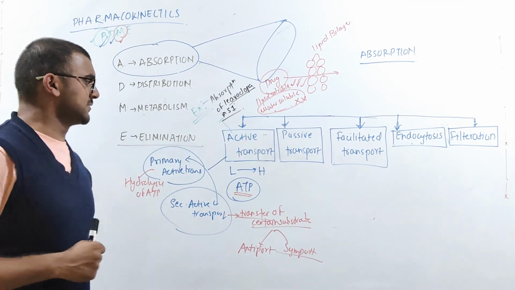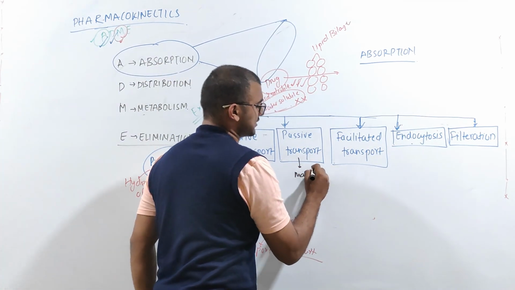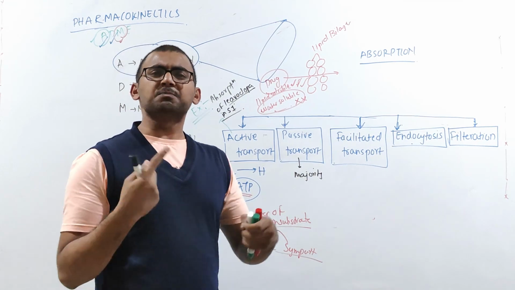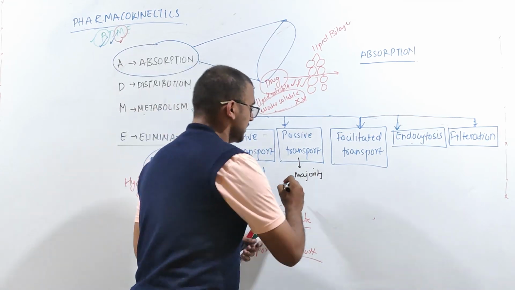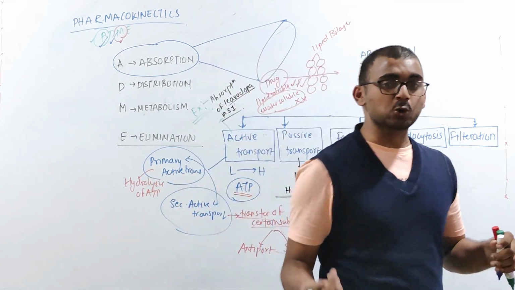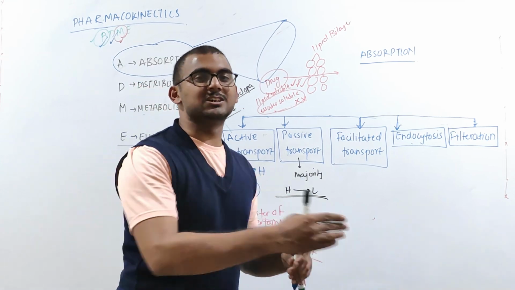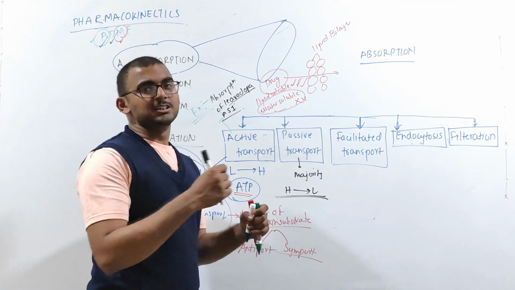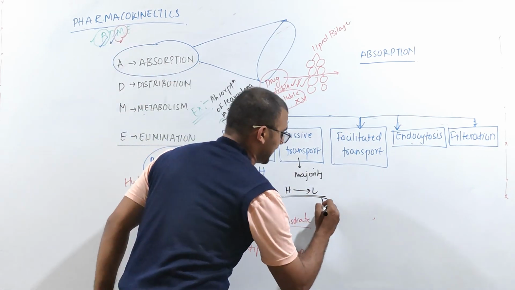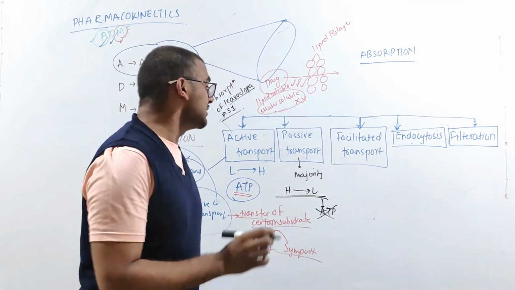Okay, now let's go to passive transport. Very common. The majority of drugs are going to get transported or absorbed in the biological system by this passive transport. So what is passive transport? Passive transport means movement from higher concentration to lower concentration. That means the movement of the drug molecule happens towards the concentration gradient, and you don't need any energy. ATP is not required in passive transport.